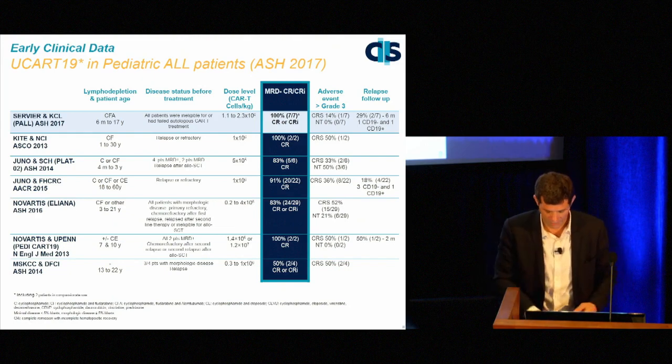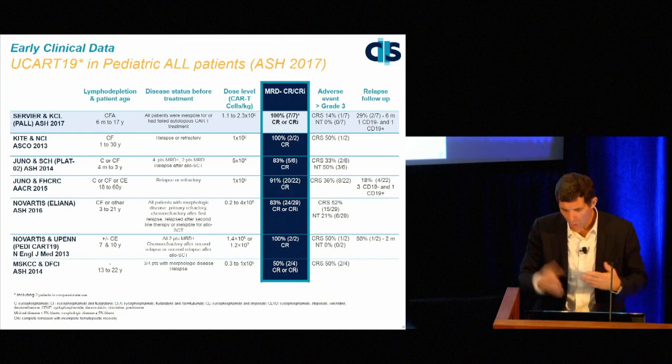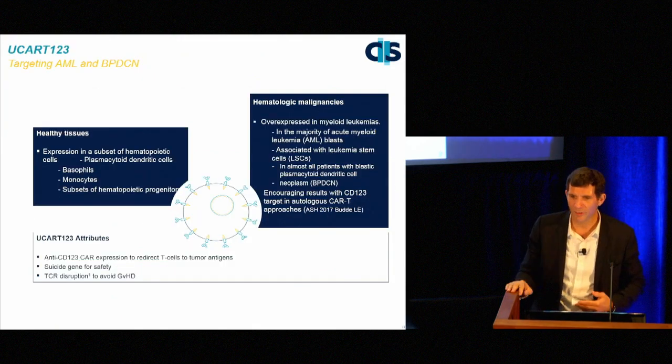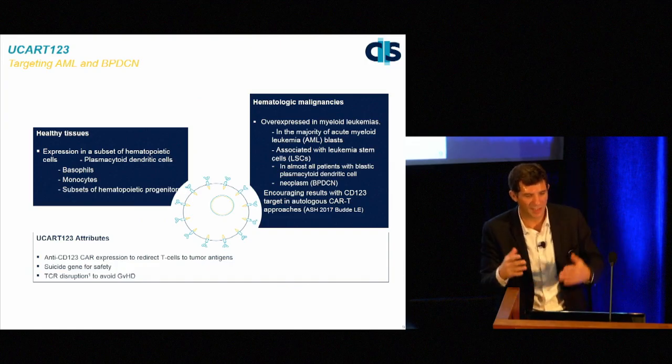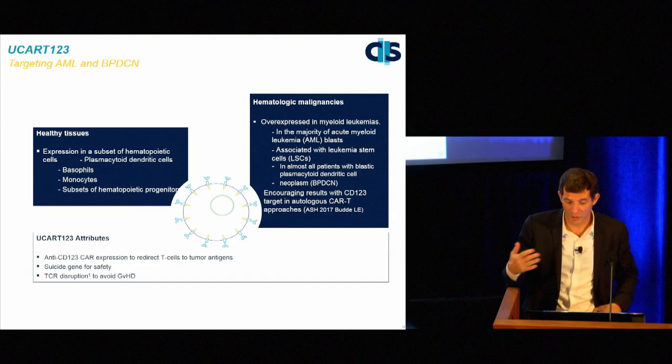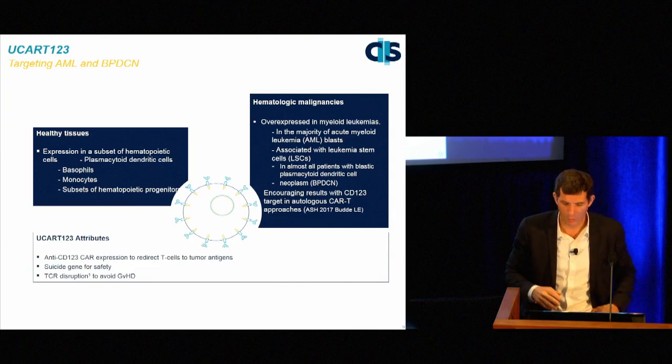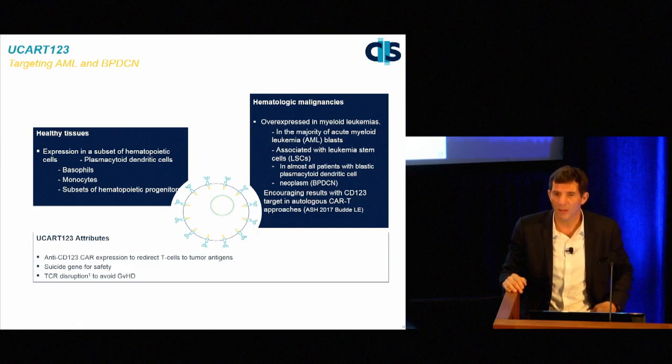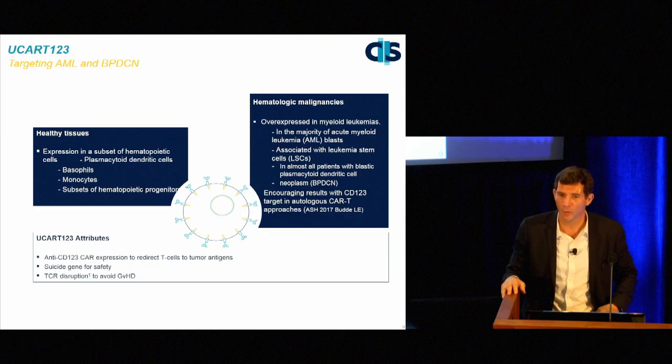So we have other data on pediatric patients, but I'm going to focus more in this presentation on the gene editing of T-cell next generation products. So here is UCAR123, the next product we're developing. I'm not going to speak about all of them, but this one is targeting essentially acute myeloid leukemia. We started dosing patients at MD Anderson and also Cornell Medical Center in June and July last year.